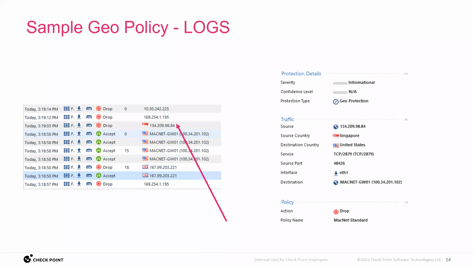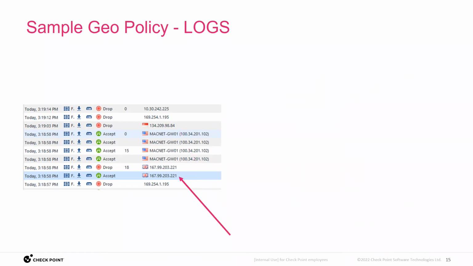But the benefit here with the geo policy is it's done before the access policy is touched. And if you look at my geo policy logs right here, you can see that some of them don't have the rule number listed here. That's because they're being dropped or accepted via the geo policy. So let's click on the top one here, which is Singapore. You can see that it was stopped by the geo protection. Source country was Singapore, and it was in a drop state. That was based on my geo policy, where I did have Singapore as a country that I was dropping.